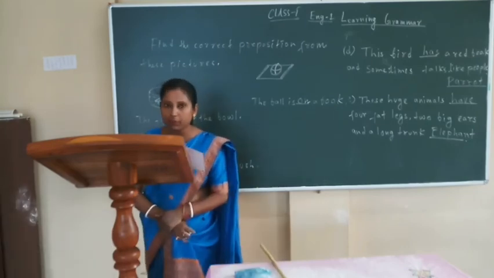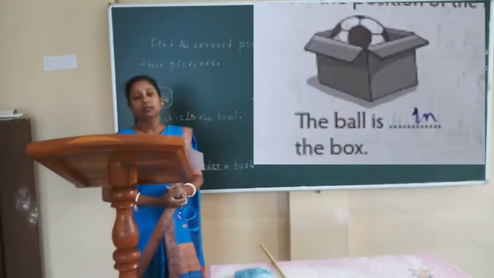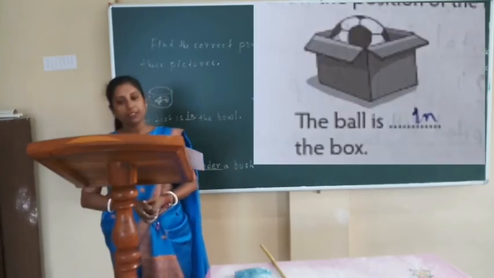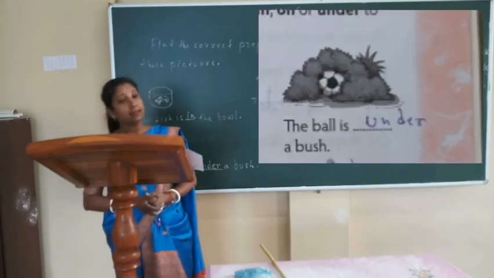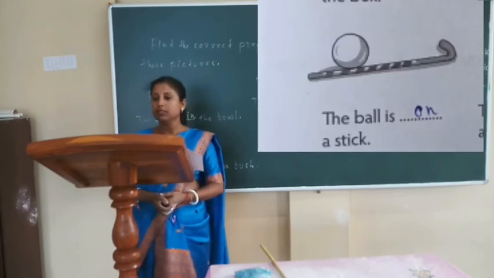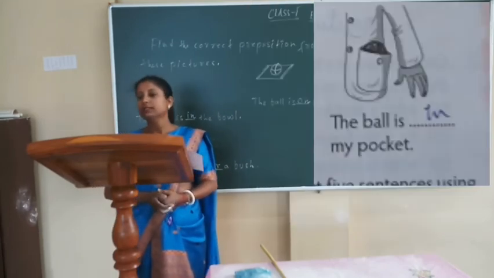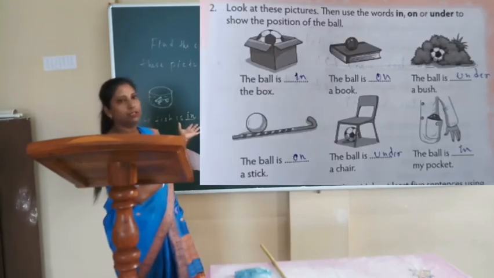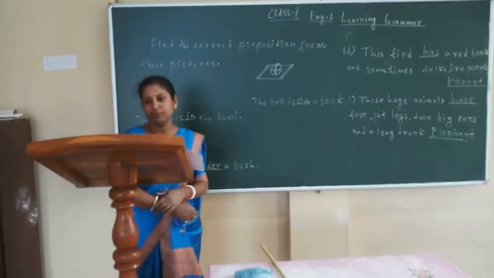So like this you will get more pictures on page number 69. The ball is in the box. The ball is on a book. The ball is under a bush. The ball is on a stick. The ball is under a chair. The ball is in my pocket. Look at the blackboard. You will get all the answers here. Okay.